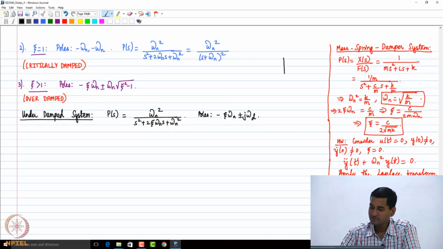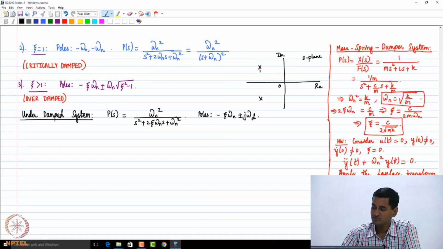So before we go further, some more notation with respect to underdamped second order systems, because these become useful later on. So if I plot the real axis and the imaginary axis, and then we have the s plane, and let's say these are my two poles, complex conjugate poles. The real part is minus zeta omega n, right? The imaginary parts are j omega d and minus j omega d. So let us say I draw a line from the origin to this pole. Okay, what is the length of this line segment?